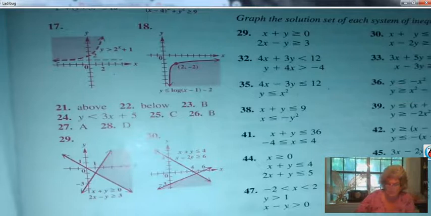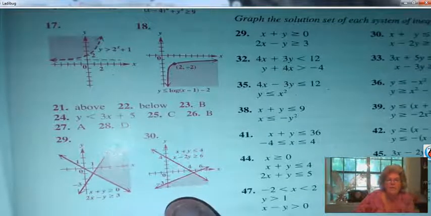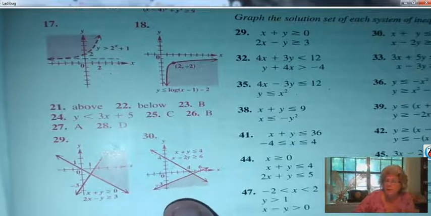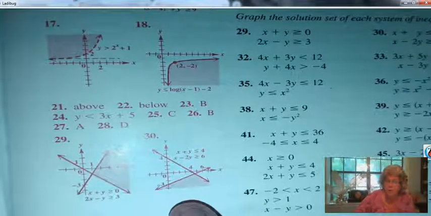So I might try and see if I can zoom in on it just a tad, and then I'll have to focus. Okay, so that is what that solution region looks like. Only the overlap.